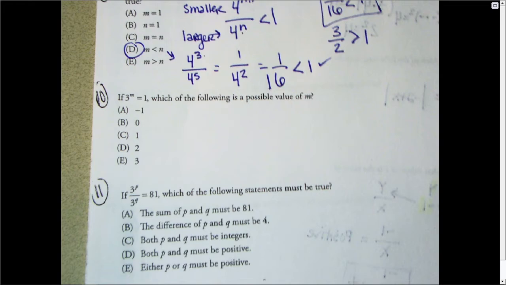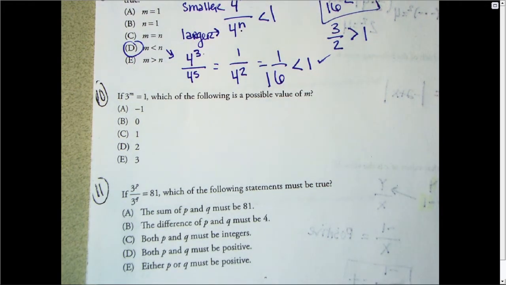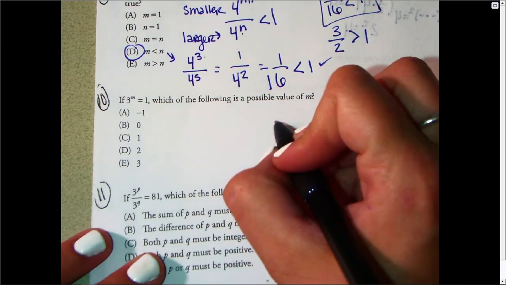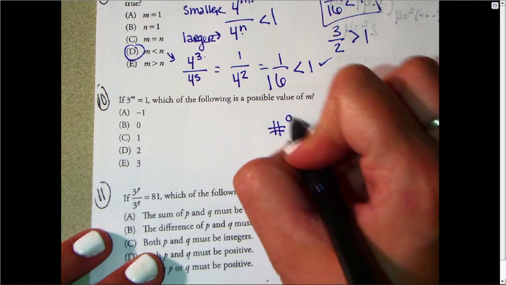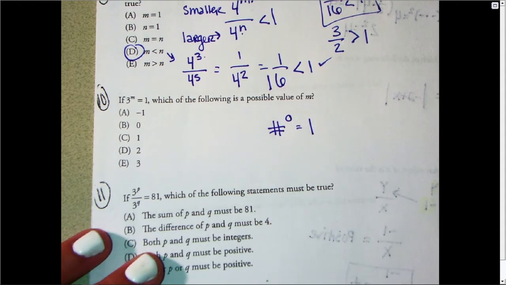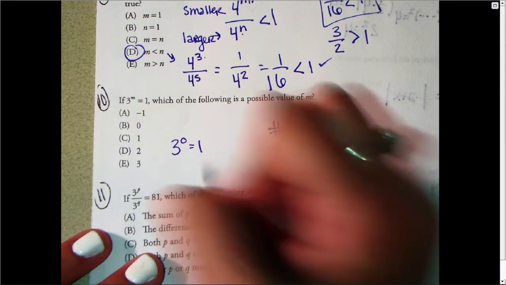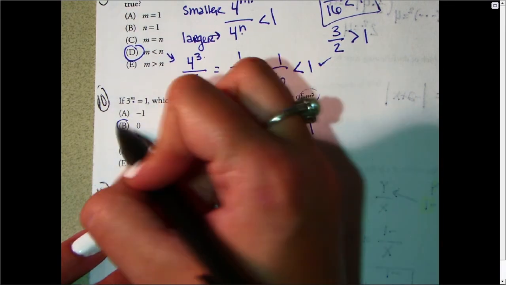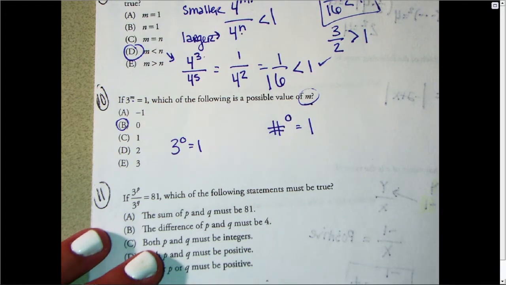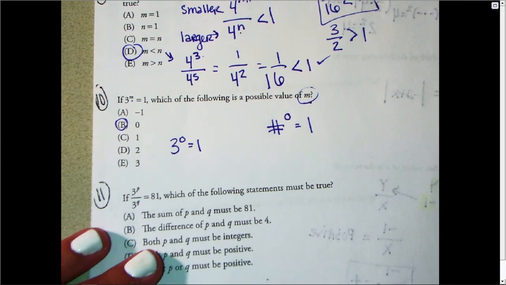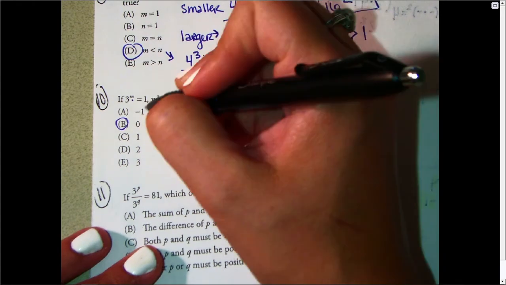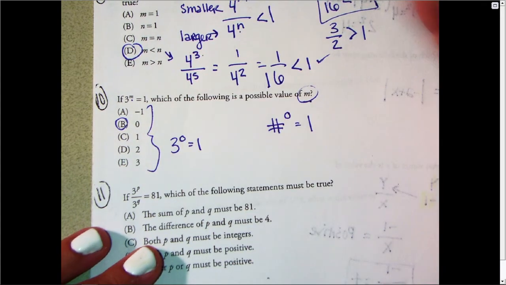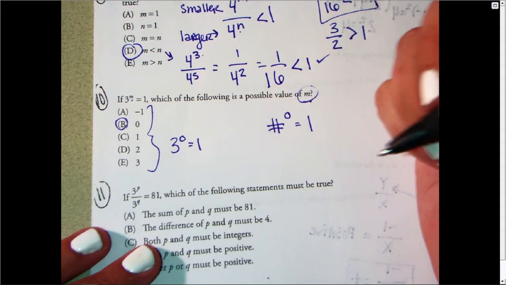All right, number 10, if 3 to the m equals 1, what is the possible value of m? Here is the trick. Remember, any number to the 0 power is 1. So 3 to the 0 is 1, meaning the value of m, or the value of my exponent, has to be 0. Anything to the 0 power is 1. Again, you could also just plug and chug. You could use these answer choices and plug it in. You would see that option B gives you 1.